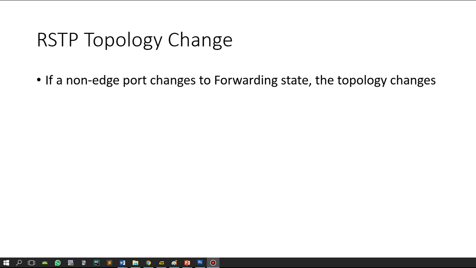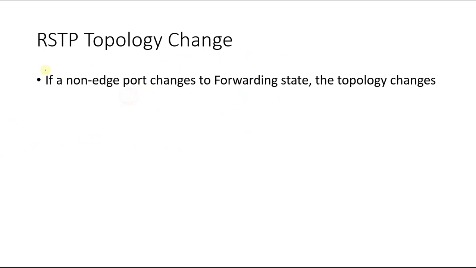Okay, the last discussion in RSTP is the RSTP topology change. What is an RSTP topology change? If a non-edge port changes to the forwarding state, the topology changes. That's the key of this topic. After the switching device detects the topology change, it performs the following procedures. The first is to start a TC While timer for every non-edge port. The TC While timer value is double the hello timer value.